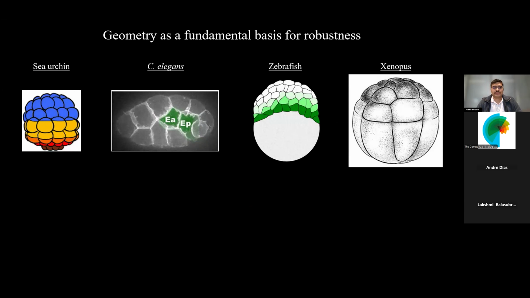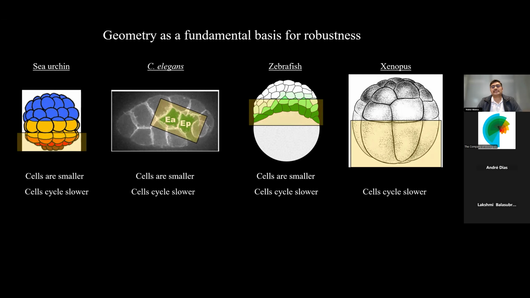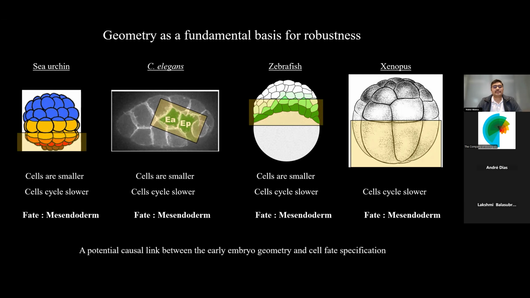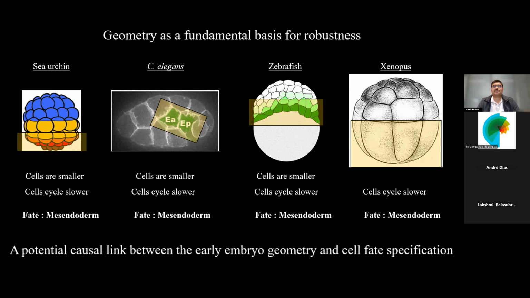And the last slide of this talk would be what we think might be happening in many species. So here are four examples that we find in evolution. If we focus on some cells that are highlighted here, these cells are smaller, these cycle slower, and they all take up the mesenterodermal fate like we observe at the margin in the zebrafish embryo. So I would like to end by raising the possibility that this could be a causal link between the early embryo geometry and cell fate specification, and considering that geometry is such a fundamental species-specific feature, it could act as the principle on which developmental robustness is based.